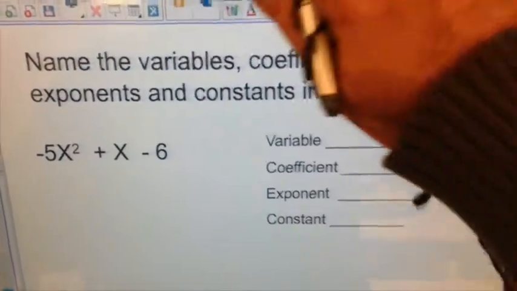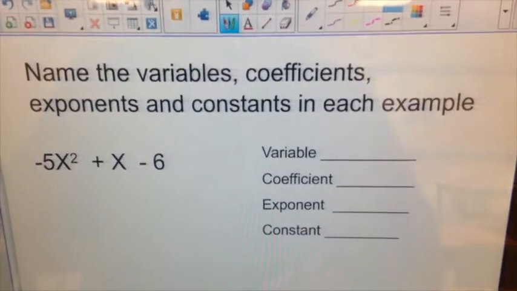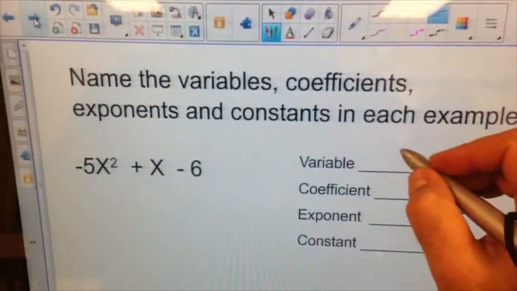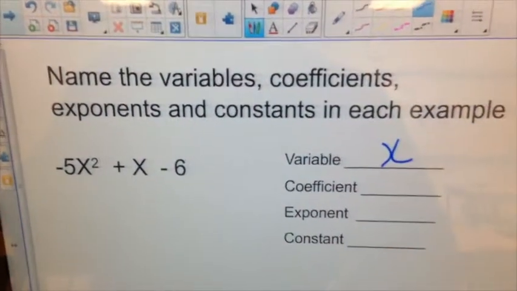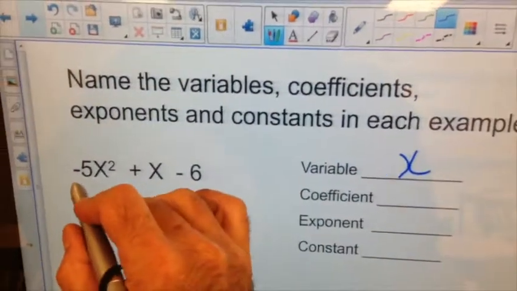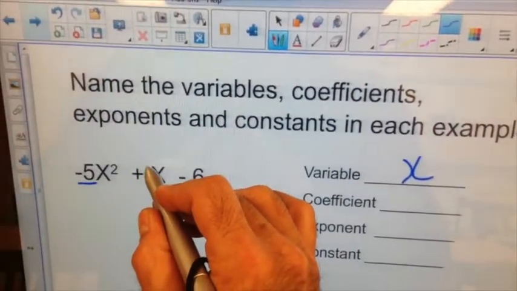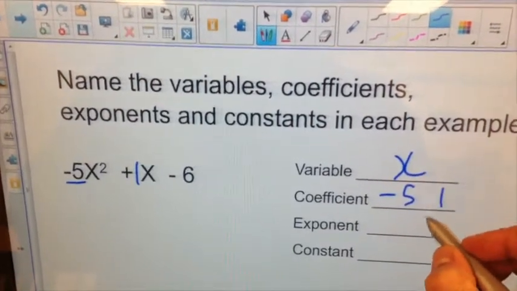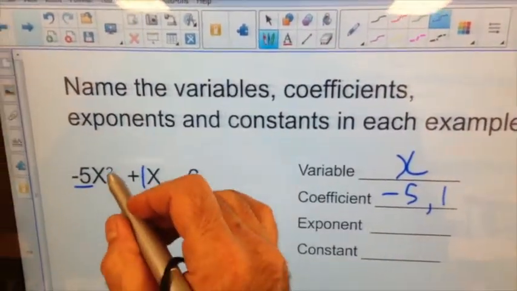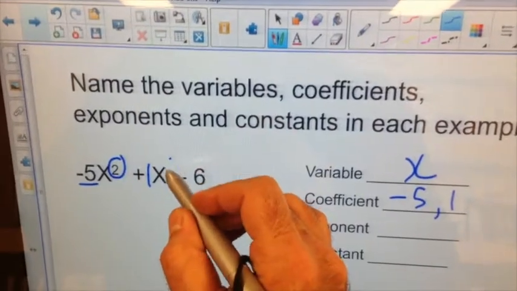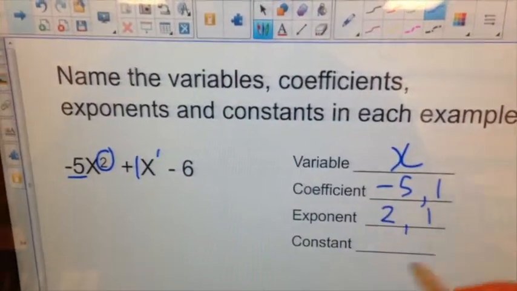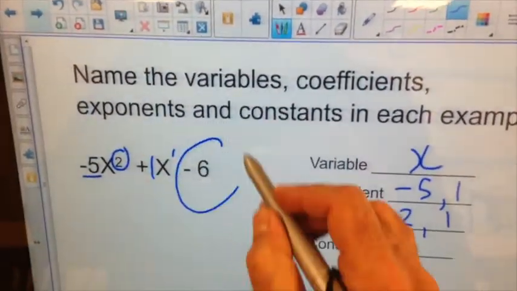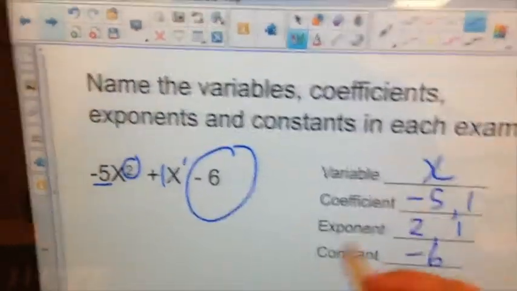Name the variables, coefficients, exponents, and constants. The variable is x. I like to write them algebra style. The coefficients are negative 5 and 1, right? So negative 5 and 1. For the exponents, there is a 2, and there's also a 1 here, right? So 2 and 1. And the constant is the number all on its own, negative 6. Okay.